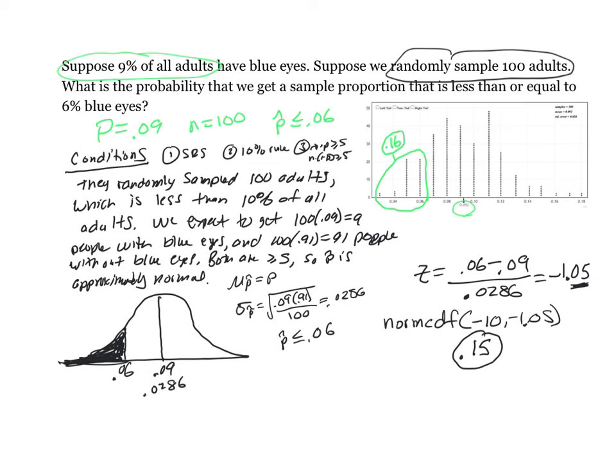Okay? So according to the conditions and the situation that they outlined, we should find 15% of our samples tell us that get 6% or fewer blue eyes. And if you compare that to what we got when we actually did this experiment using simulation, it's very close to what we got in our experiment. Our experiment said this should happen 16% of the times, and our conditions and properties of sampling distributions tell us that it should happen theoretically 15% of the time.